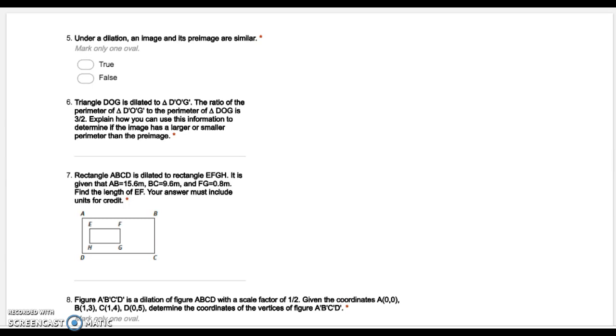Under a dilation, an image and its pre-image are similar. Well, in order for something to be a dilation, it would have had to have been reduced or enlarged by a scale factor. And when we do that, that is obviously going to make the sides corresponding, which means they are similar. So that would be true for number 5.